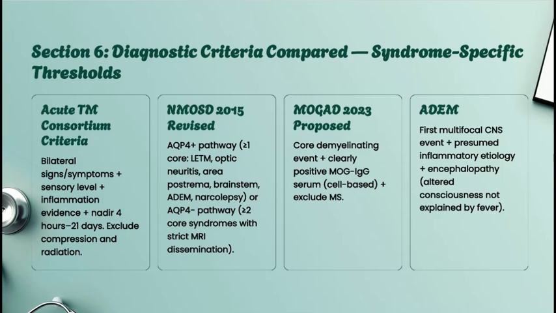For MOGAD, diagnosis requires a compatible core demyelinating syndrome, clearly positive serum MOG antibodies, and exclusion of alternative diagnoses, particularly multiple sclerosis. For ADEM, diagnosis requires a first multifocal inflammatory CNS event, presumed inflammatory cause, and encephalopathy not otherwise explained. The larger message is that inflammatory myelopathy diagnosis increasingly relies on combining clinical syndrome recognition with imaging and biomarker confirmation.